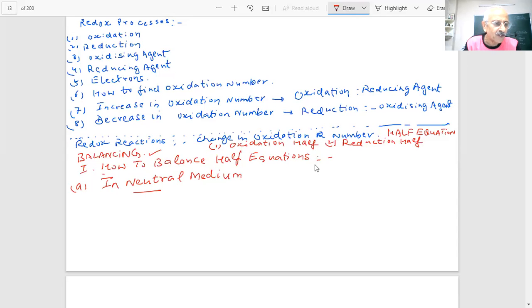And first of all, if I take a very simple case, students, the simplest case. Let me take the simplest case.